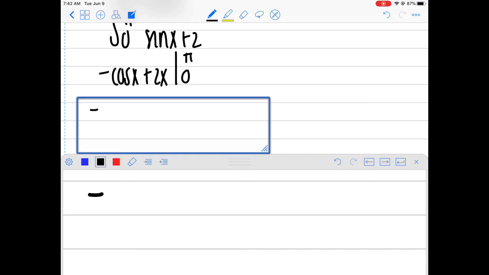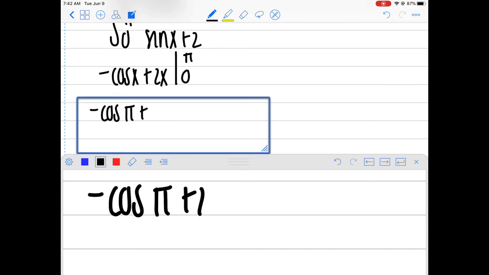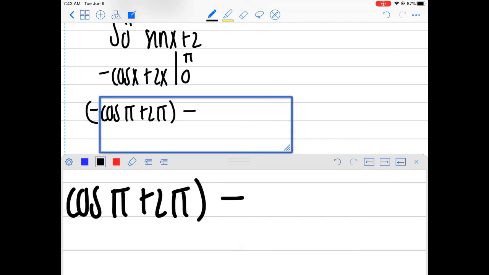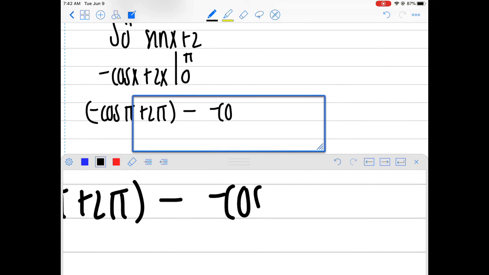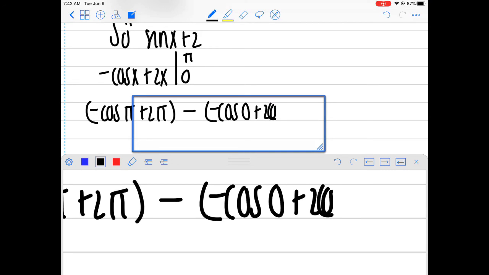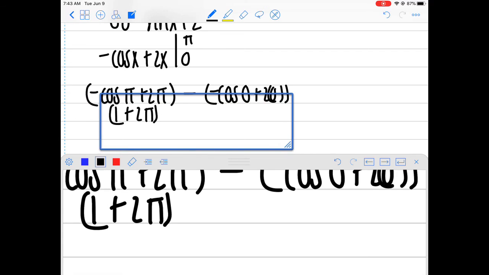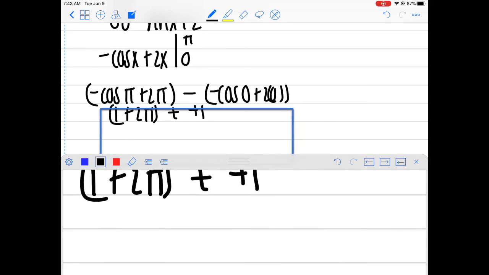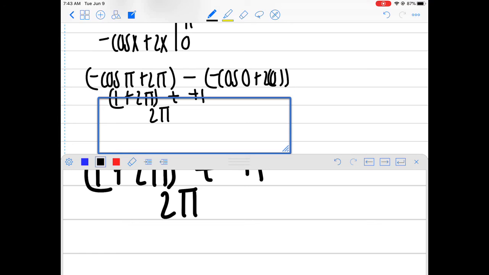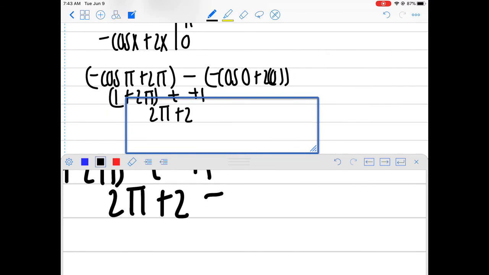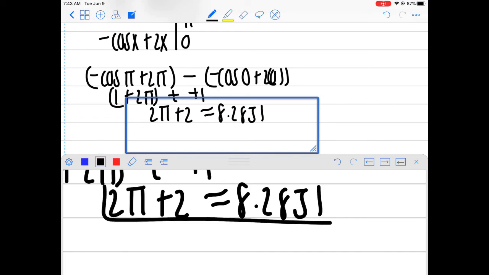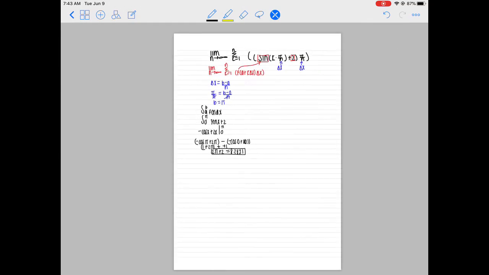Then we're going to be using the fundamental theorem of calculus, which is going to be f of b, which is negative cosine pi plus 2 pi, minus f of a, which is negative cosine of 0 plus 2 times 0, and that is going to give us 1 plus 2 pi minus negative 1, which is going to give us 2 pi plus 2, which is also equal to 8.2831. And that is the last example here.